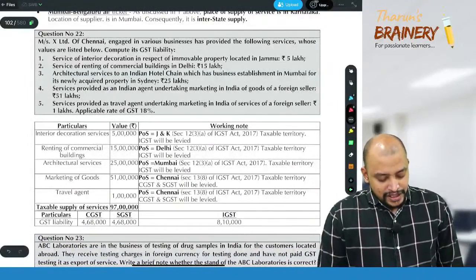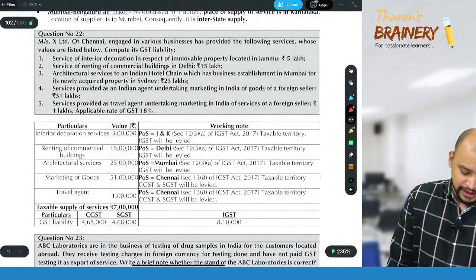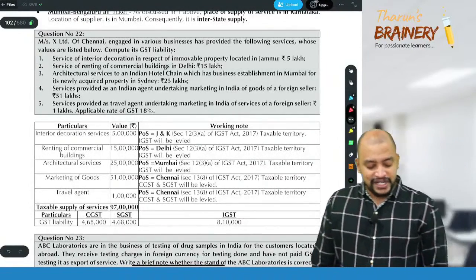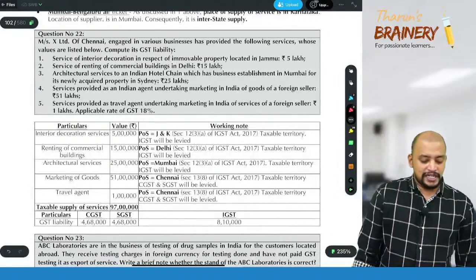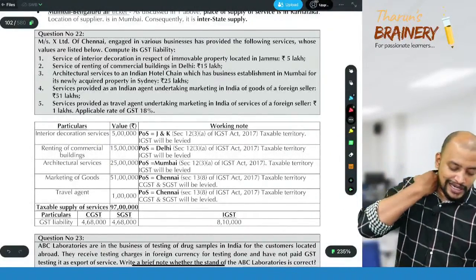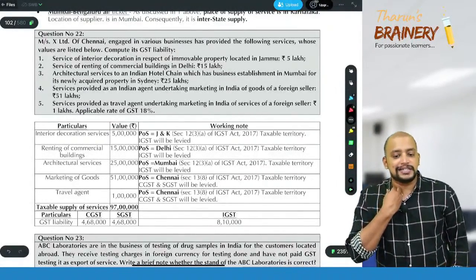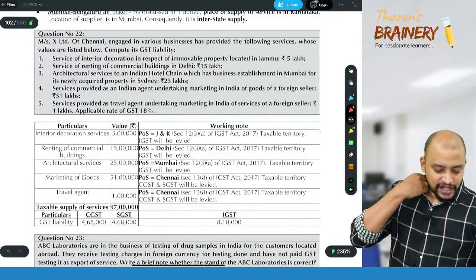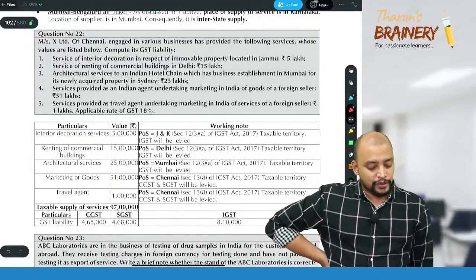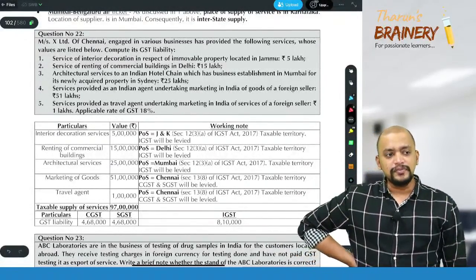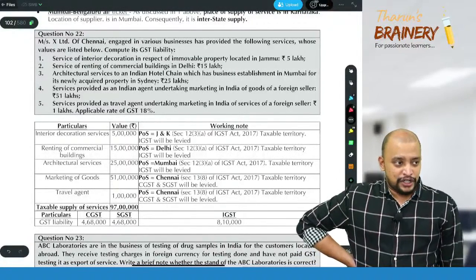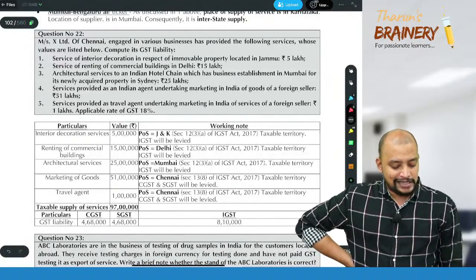Question number 22. Messrs. X Limited of Chennai, engaged in various businesses, has provided the following services, whose values are listed below. Compute its GST liability. Service of interior decoration in respect of immovable property located in Jammu, 5 lakhs. For that 5 lakhs, first, service in relation to immovable property, what will be taken as the place of supply?